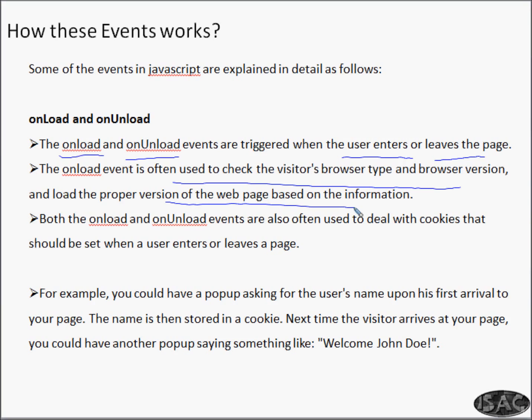Both the onload and on unload events are also often used to deal with cookies that should be set when a user enters or leaves the page. So that's the purpose of onload and onunload. For example, you could have a pop-up asking for the user's name upon his first arrival to your page. The name is then stored in a cookie, and next time the visitor arrives at your page, you could have another pop-up saying something like welcome John Doe. So whatever name is passed, you can keep displaying it on the top of the page so that you have some welcome message.